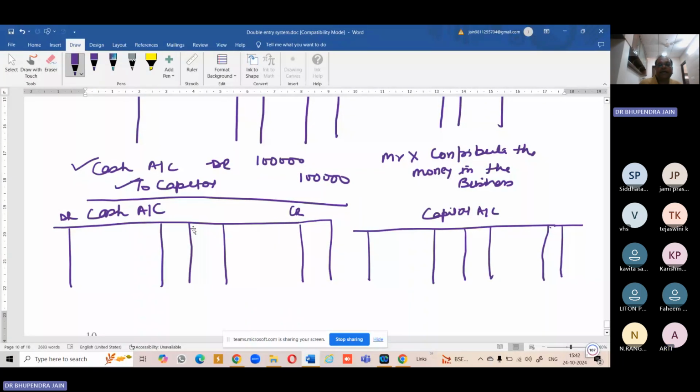Since the cash is given in the debit side, write down the date here, in the debit side, with the name of the other side of the general entry. क्या लिखेंगे? Capital in the amount column, 1 lakh.